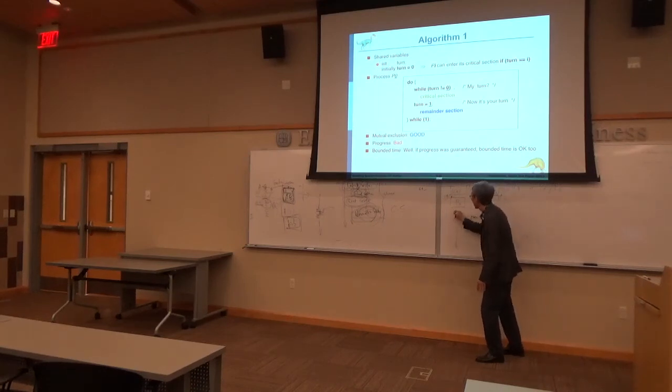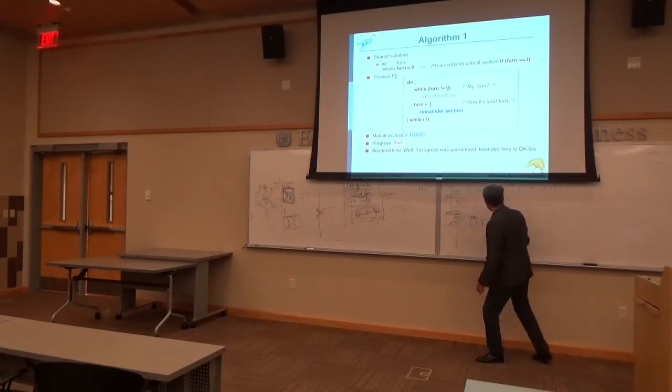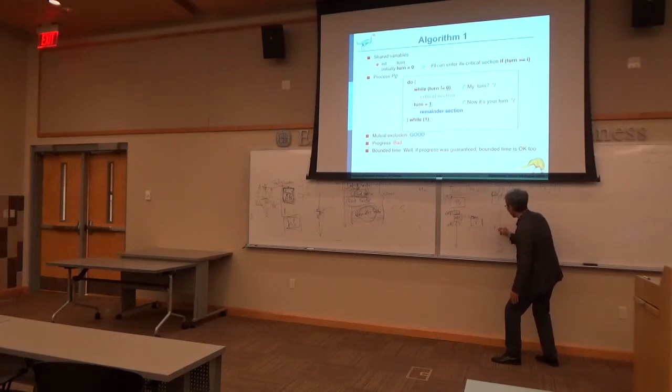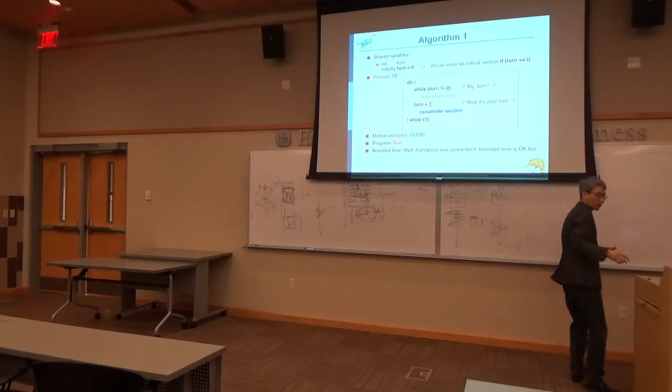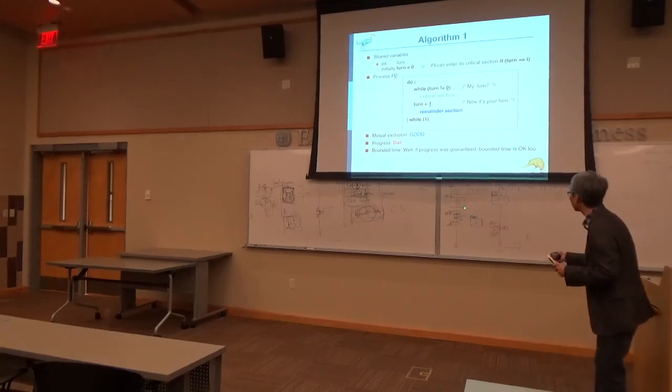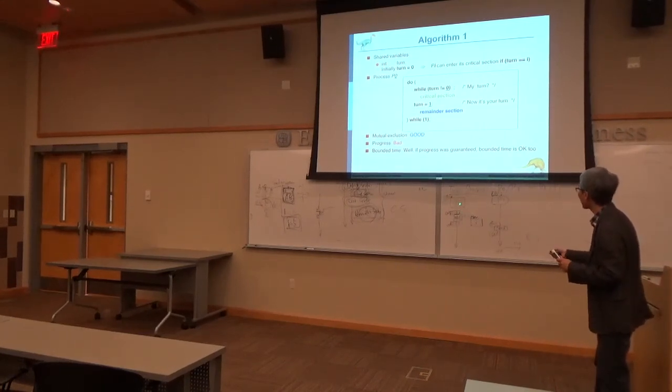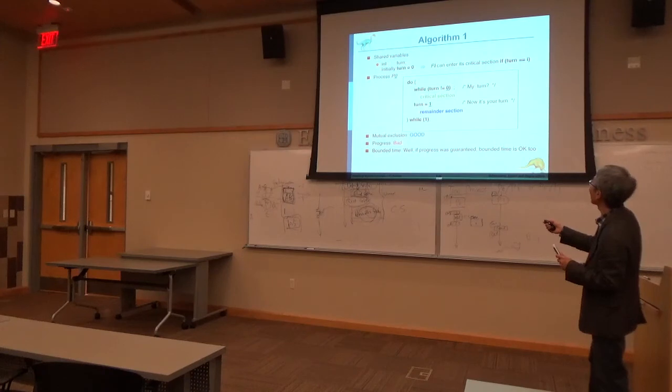To do that, the operating system provides an entry section and an exit section. This is an entry and this is an exit. Similarly, when P1 accesses I, there is an entry and exit, like this. So this algorithm, in addition, processes the thread at the entry and exit section.